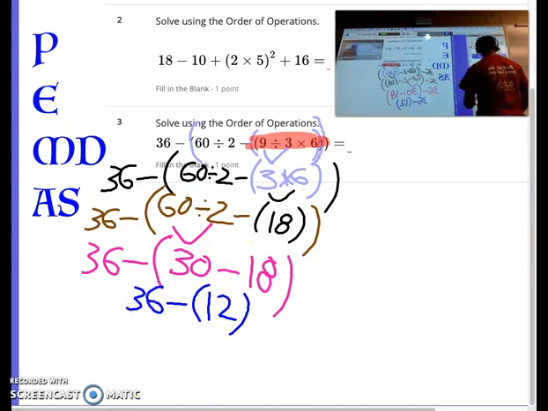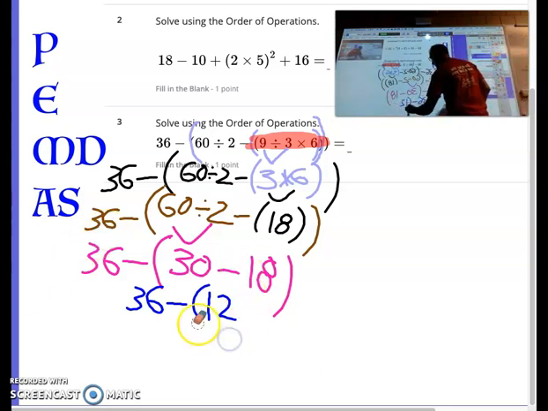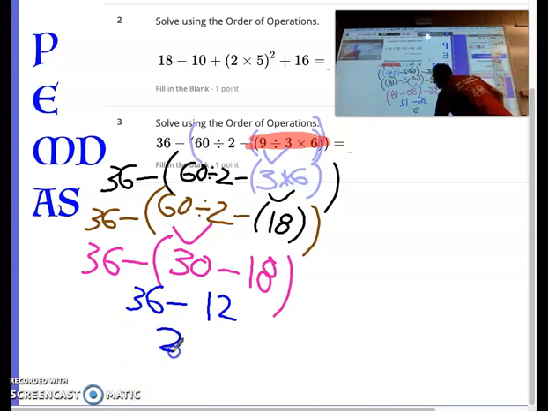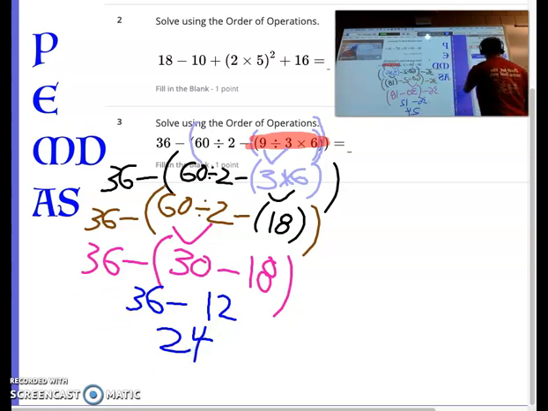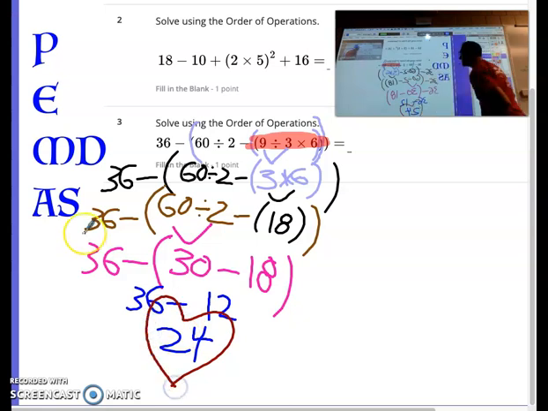If this to you looks a little confusing, since there's nothing left in the parenthesis, you could erase the parentheses around 12, and you're still left with 36 minus 12, which is 24, and you can always circle your answer with a heart to set your work apart.